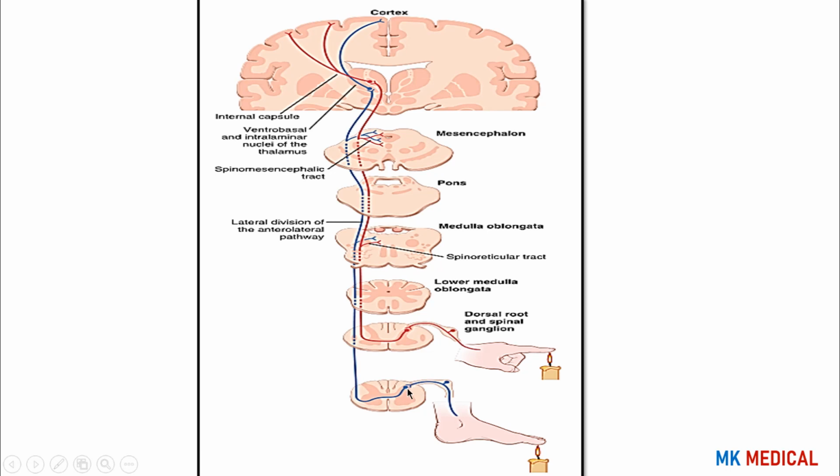And then it's going to be synapsing with the second order neuron, which is going to decussate to the opposite side and travel in the contralateral anterolateral column. And then eventually, as it passes through the brainstem, it's going to be giving up collateral branches to the reticular system, which is known as the spinoreticular tract. It may also give some branches to the mesencephalon. We refer to this as the spinomesencephalic tract. And then eventually these are going to be terminating in the ventral basal complex, giving rise to the third order neurons that are going to be projected into the cortex.